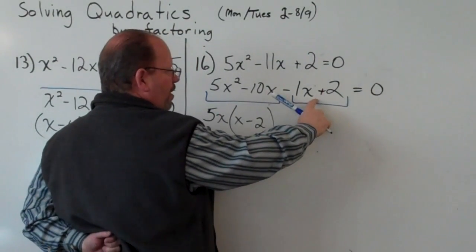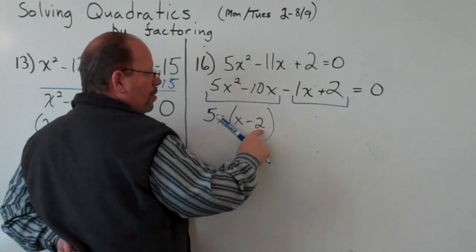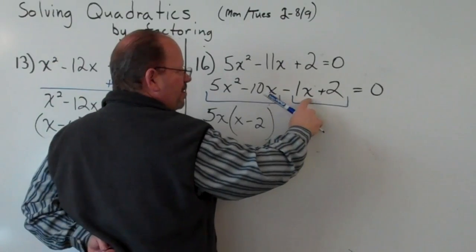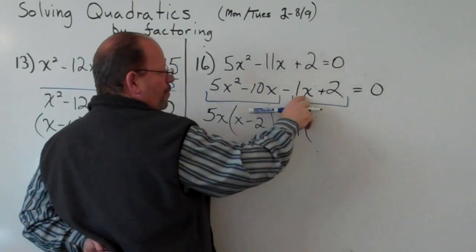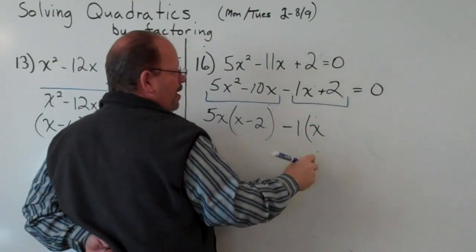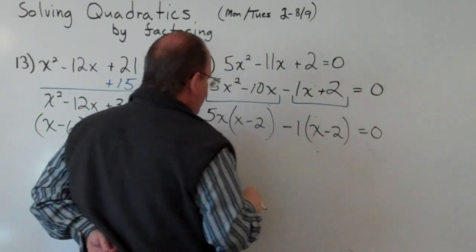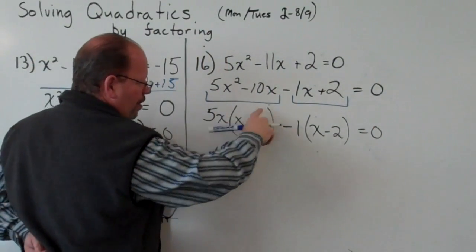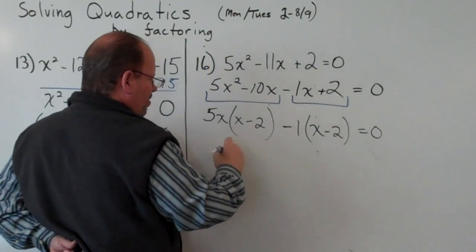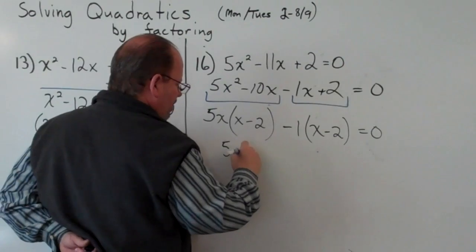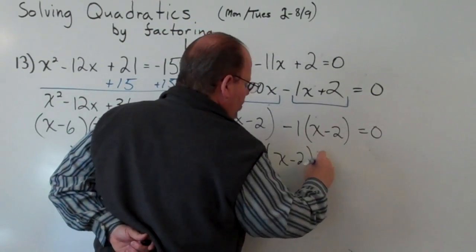Now we're going to come over here and we want to get the same x minus 2. Here we have negative x plus 2, so we'll factor out that negative 1. And when we're left, we have times x minus 2. So we have 5x times quantity x minus 2 minus 1 times quantity x minus 2. So really, we just have 5x minus 1 times x minus 2.